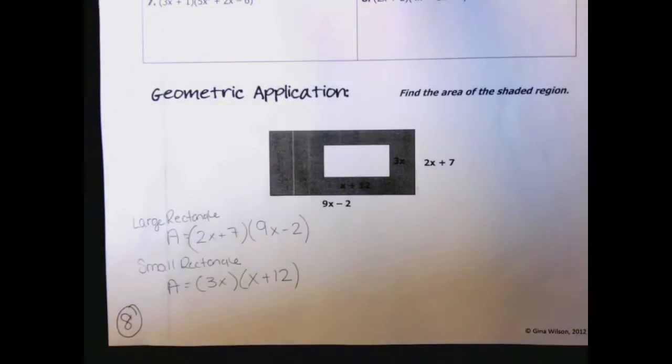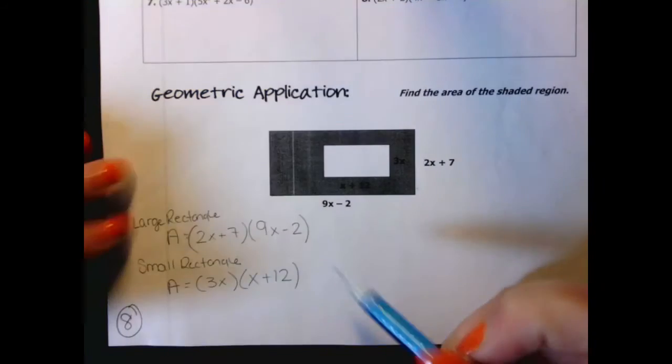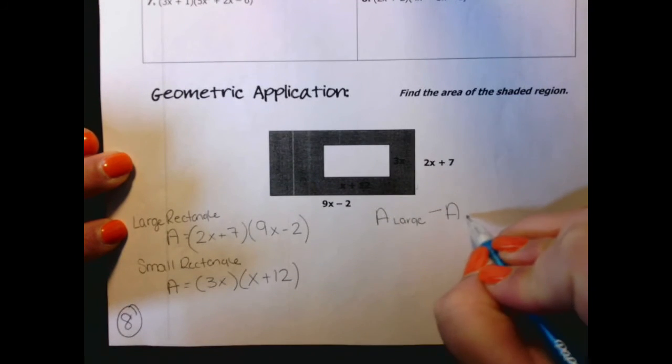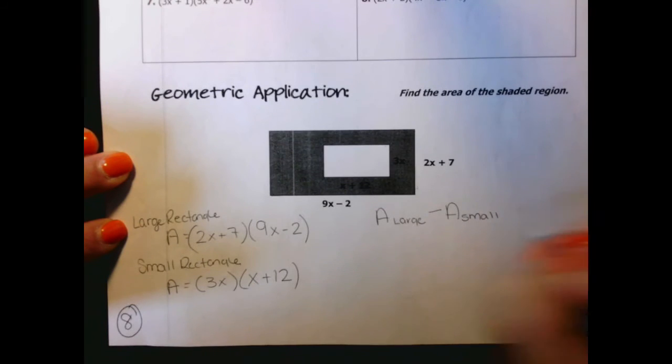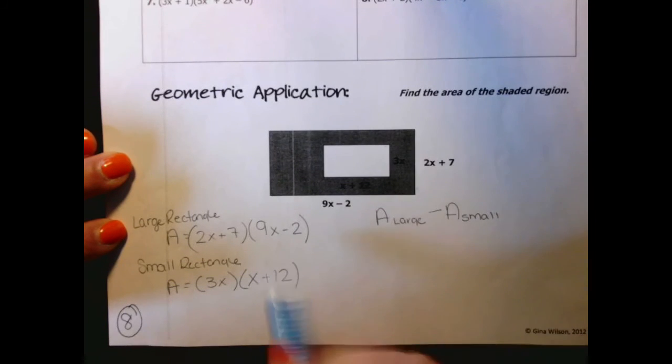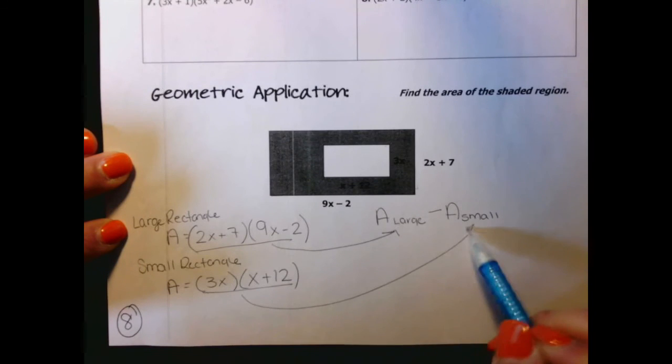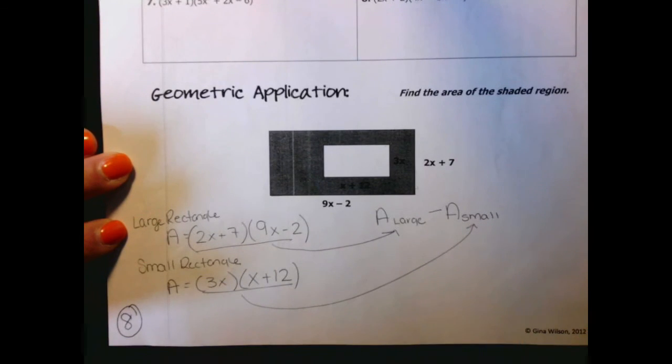Alright, now that we know how to get the area of each of these, we need to take the area of the large rectangle and subtract the area of the small rectangle. So we're going to multiply this out and plug that in for the area of my large rectangle, multiply this out and plug that in for the area of my small, subtract those two, and whatever you get for an answer, let me know when you submit your page, please. Alright?